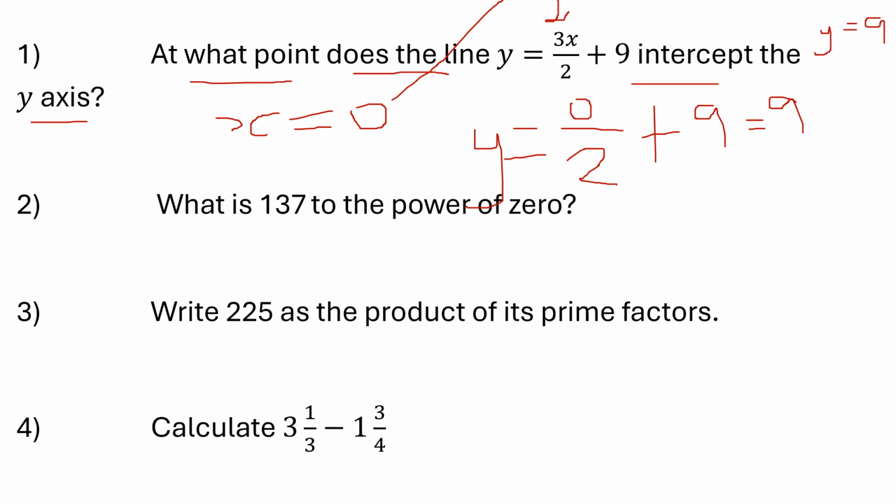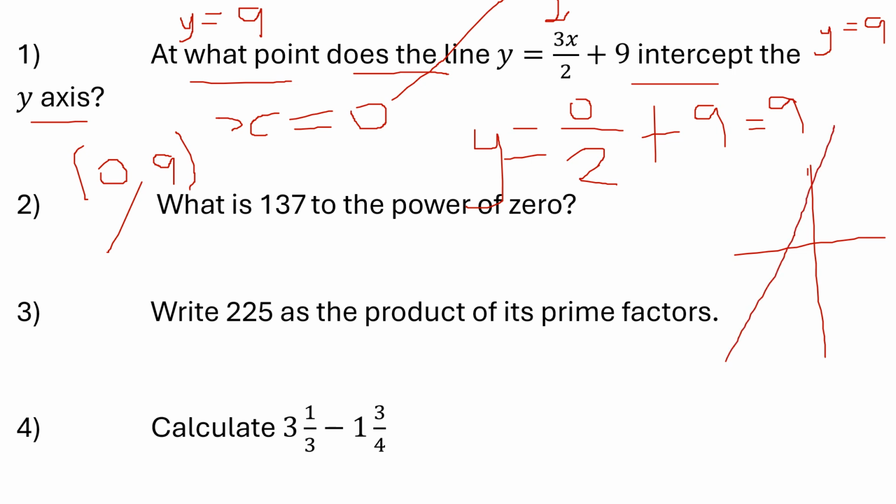The coordinates here would obviously be (0, 9), if you're wondering, but it is asking what point. So the y value is 9, where it intersects or crosses the y-axis. If it's the x-axis, obviously set y equals 0 and then solve it. As a rough sketch, it looks something like this. That is the line y equals 3 halves x plus 9, 3x over 2 plus 9. That's question 1 done.